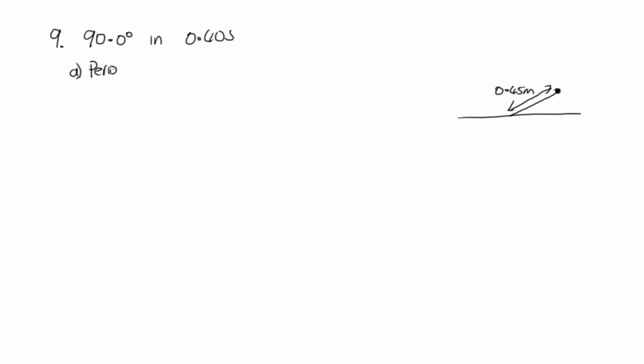Now, part A of the question asks, what is the period of the tip of the blade? So period is the time for one complete revolution. Now, what we've been given is the time for it to go through 90 degrees. 90 degrees is a quarter of a revolution. You need to go through 4 of those to make up a complete 360 degrees. So the period is going to be 0.40 times 4, which is equal to 1.6 seconds.